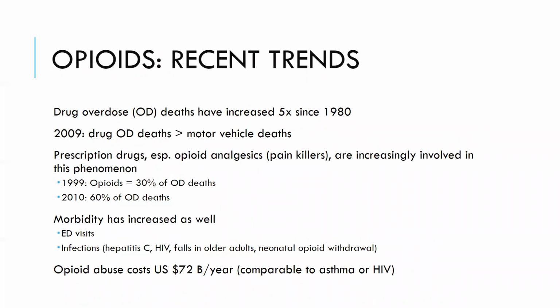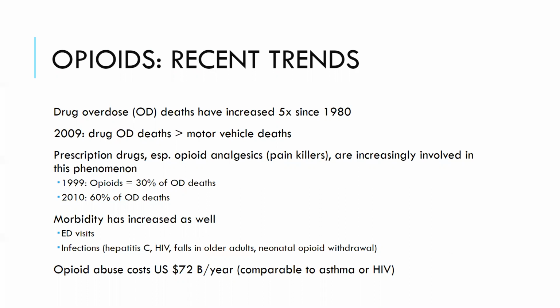And then finally, we are almost there, I promise, opioids. So opioids have really come onto the scene recently and become more and more relevant. In general, drug overdose deaths have increased fivefold since 1980, and as of 2009, drug overdose deaths have overcome motor vehicle deaths as being the more prominent way in which people die accidentally. So that's extremely significant, and opioids are really driving that particular trend.